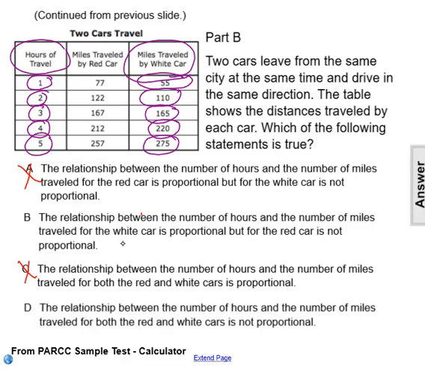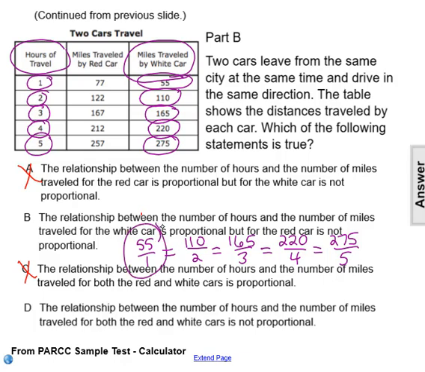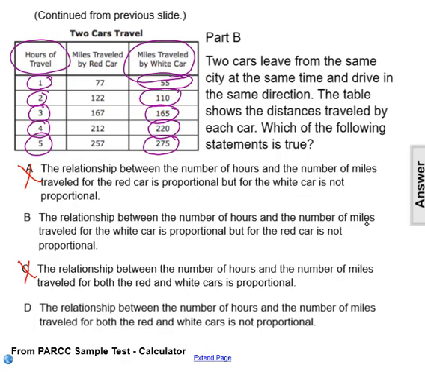And as we start to think of these ratios and compare them, we're going to see that they're equivalent. We have 55 over 1 is equal to 110 over 2, which equals 165 over 3, which is equal to 220 over 4, which is equal to 275 over 5. If I simplify any of those ratios, they all simplify down to 55 over 1. They are all equivalent. So the miles traveled by the white car compared to the hours of travel is proportional. So that is the opposite of what we found with the red car.